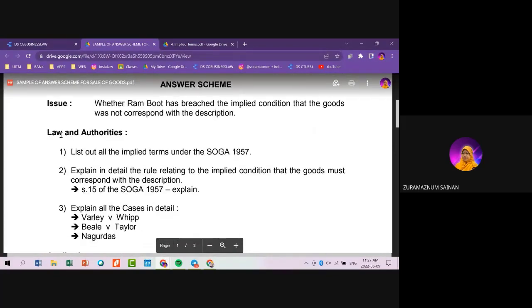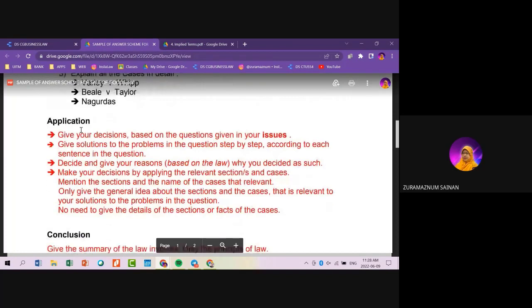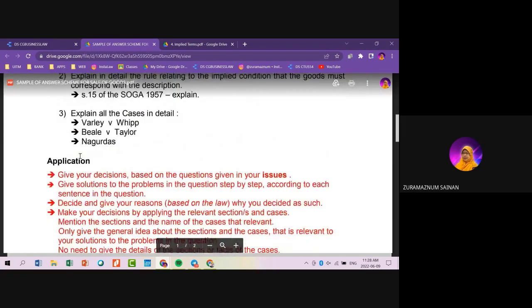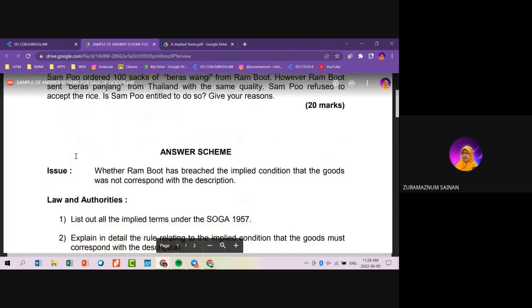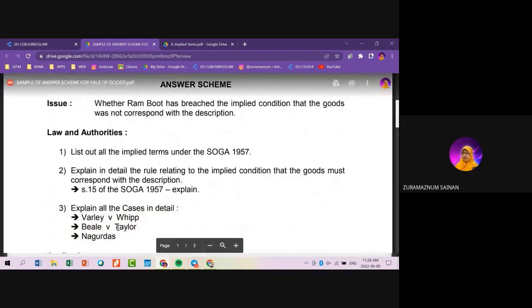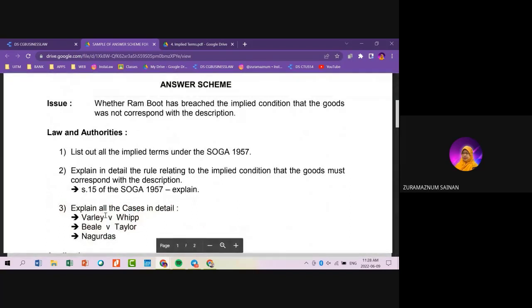And then you have to give the law and authorities. Lepas tu you kena bagi application. Apa maksud application? Means that you apply the law yang you dah bagi dekat sini. You apply the law and you have to solve the problem. Okay, selesaikan problem dalam soalan ni. Right, maknanya dekat law and authorities you only give the law. Bagi law dia saja, tak payah cerita apa-apa. Bagi law je yang related to the issue.